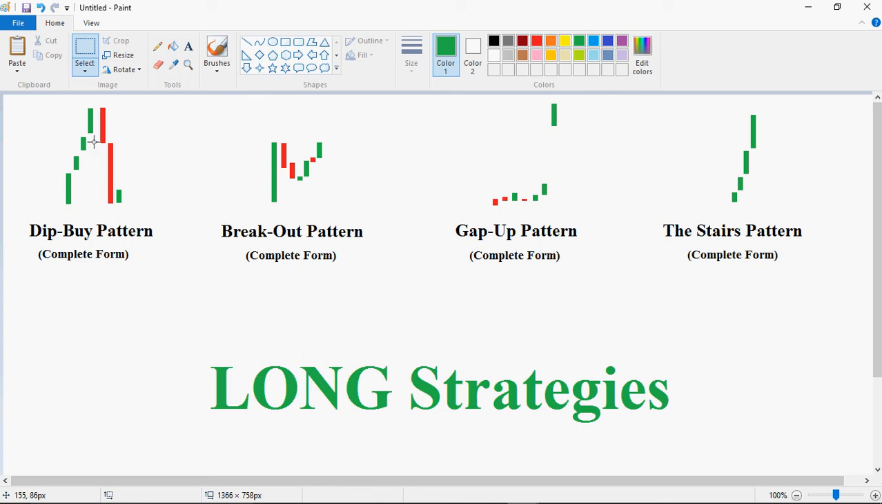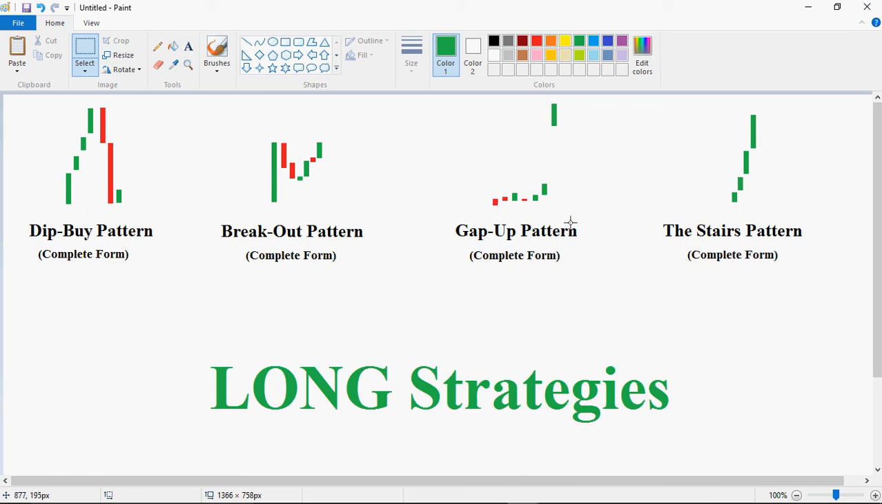This, to me, I understand this. This is a dip buy pattern. This is how all of them will look. Now, if you notice, I put complete form under these. What that means is when the dip buy pattern is completely formed, it looks just like this. And then you will be able to recognize and be like, oh, this is the dip buy pattern. The breakout pattern, when it plays out and forms, it looks exactly like this. Well, when I say exactly, I'll get in more detail.